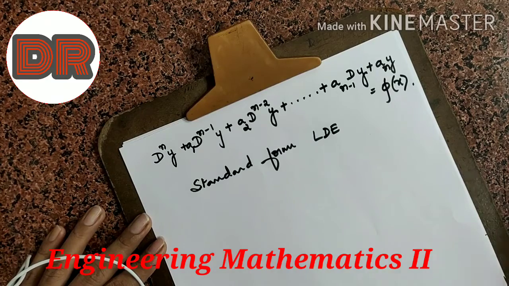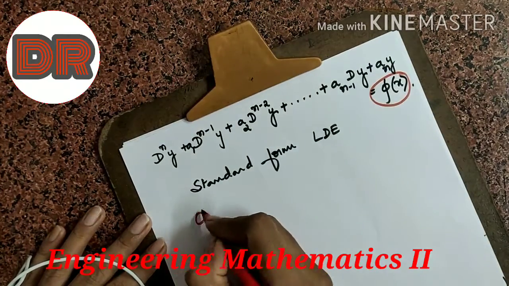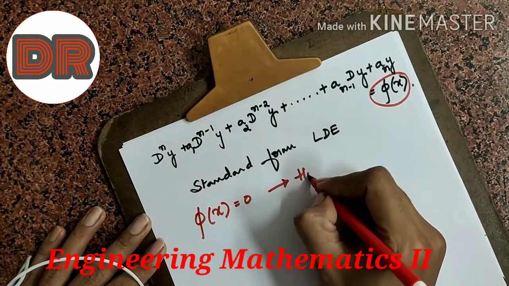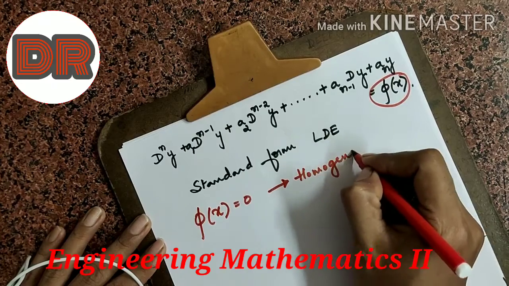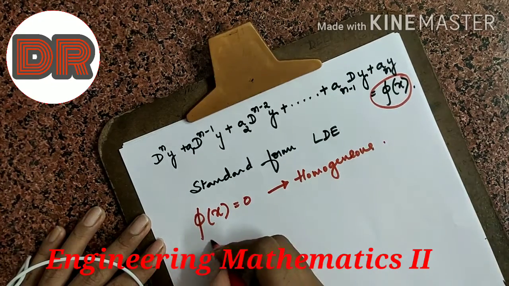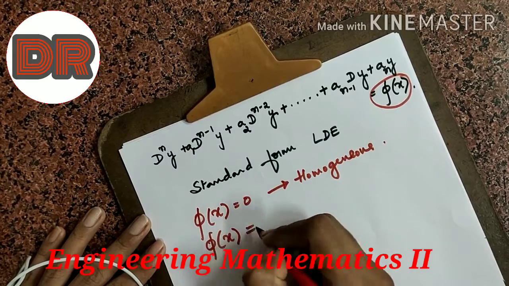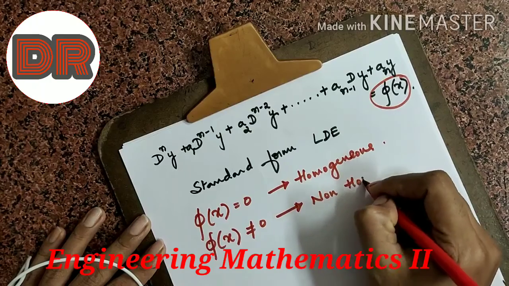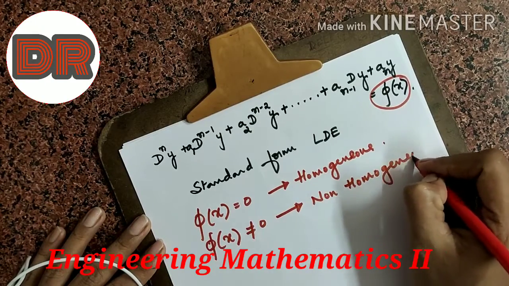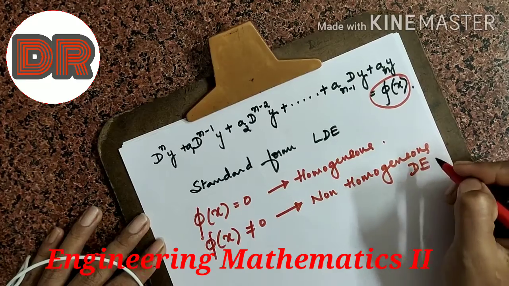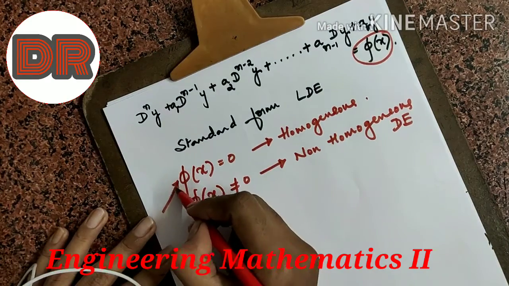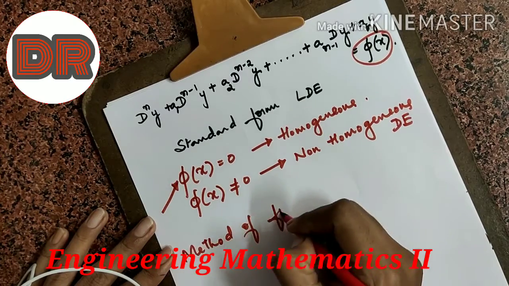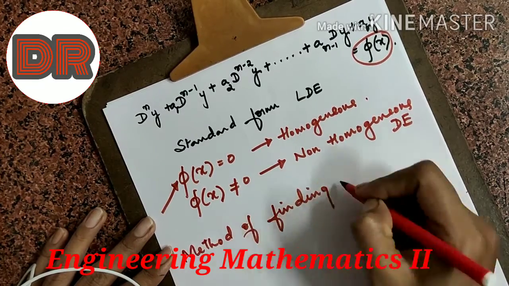Now depending on the value of phi x, if phi x is equal to 0, then we call it as homogeneous differential equation. If phi x is not equal to 0, then we call it as non-homogeneous differential equation. So today in this video, let's see the method of finding solution for homogeneous differential equation.